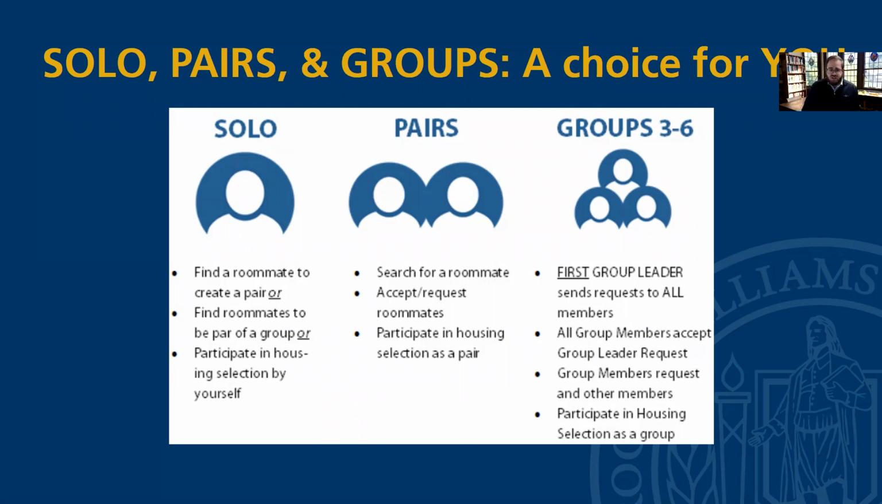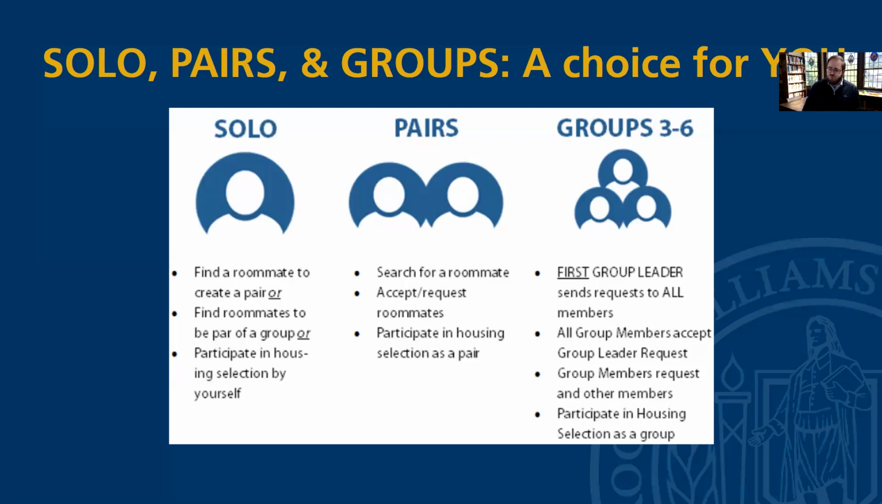Groups of 3 to 6. In years past, we've done groups of 3 to 10. We found that for groups of 10, we simply don't have the space for those people. Although there are 10-person suites in North Campus, they're very limited, and we find that it's too hard to manage from a 10-person perspective. So the first thing you would do as a group of 3 to 6 is designate some kind of group leader, who will send out all the requests and keep track of everything. I'm going to show you exactly how to do that today.